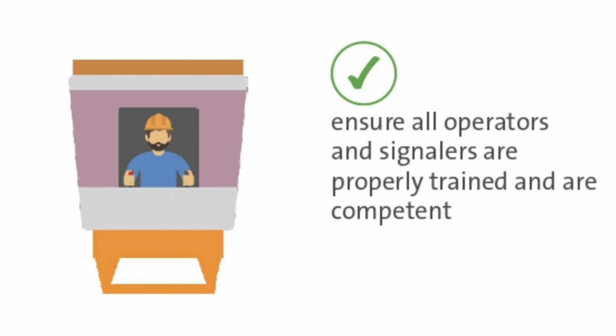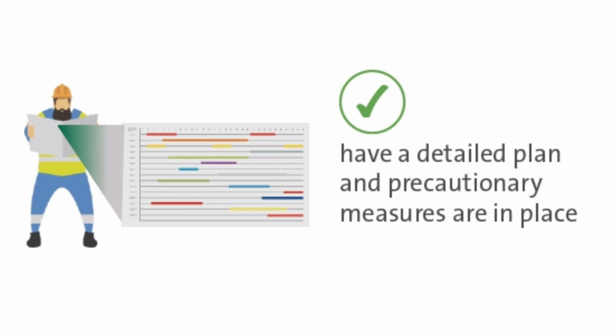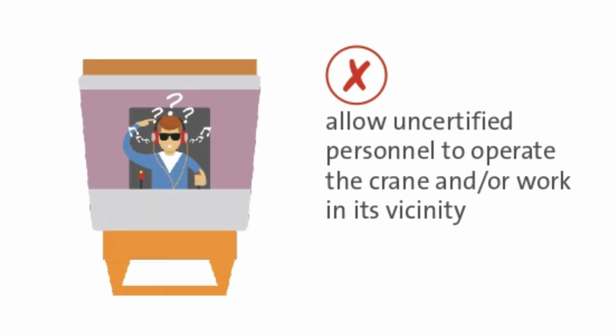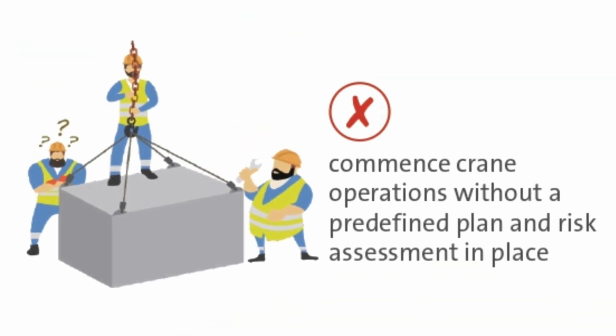Do's and don'ts. Ensure all operators and signalers are properly trained and are competent. Ensure all correct slings and chain combinations are used. Have a detailed plan and precautionary measures in place. Don'ts: allow uncertified personnel to operate the crane and or work in its vicinity. Use damaged or uninspected slings and chains. Commence crane operations without a predefined plan and risk assessment in place.